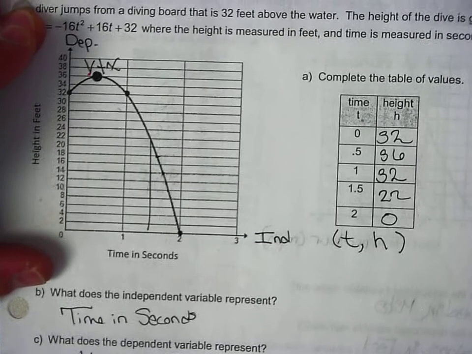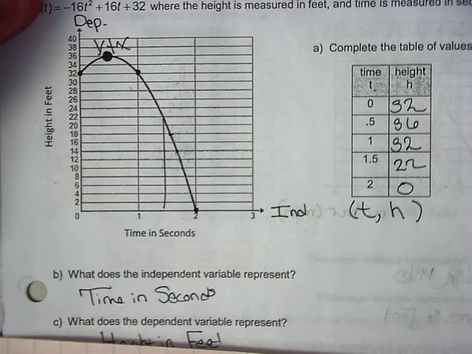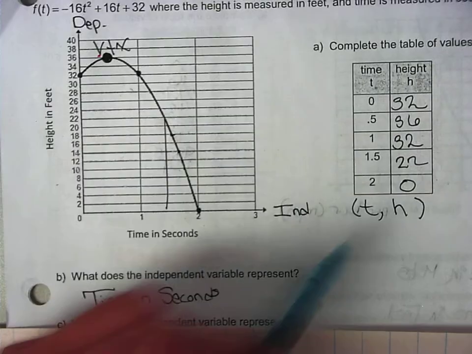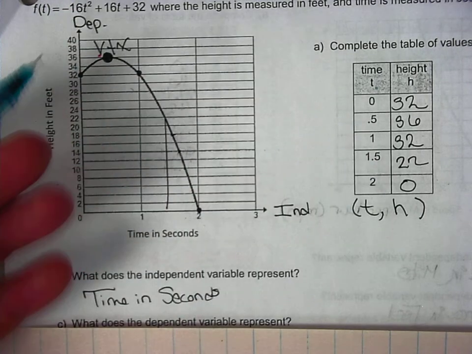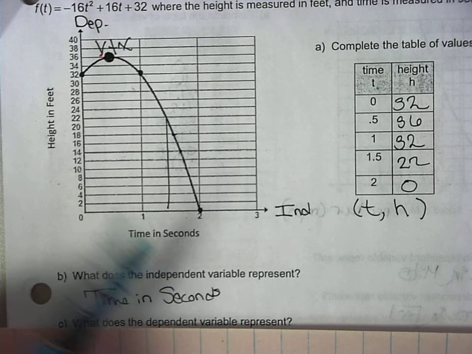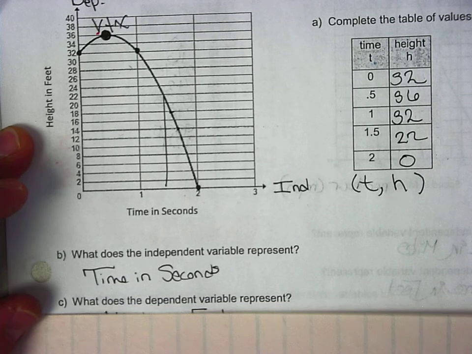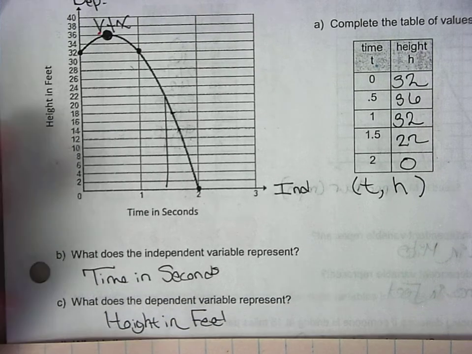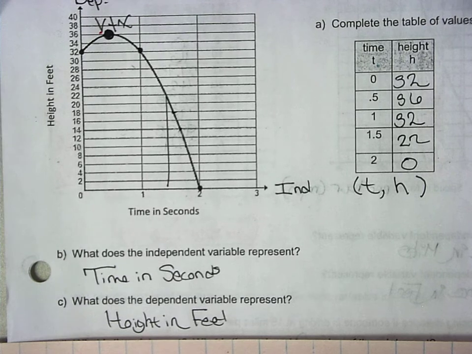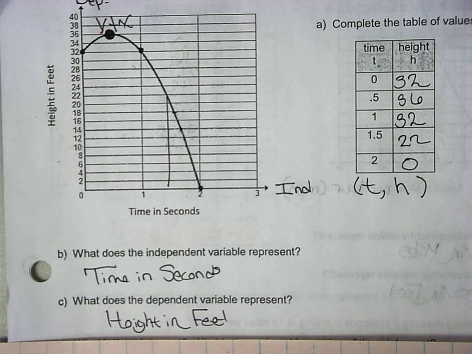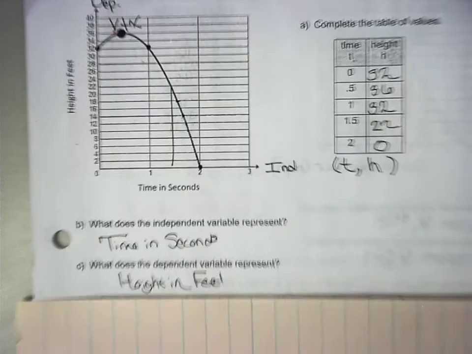So let's go ahead and look at our first question. What does the independent variable represent? That would be our t value or the x value, same thing, and that's measuring our time in seconds. Next question: what does the dependent variable represent? That would be our height in feet, and it's already labeled for us, so all you have to do is copy down what the graph is already telling you. Your work can't be any easier. Let's go on with the next questions.